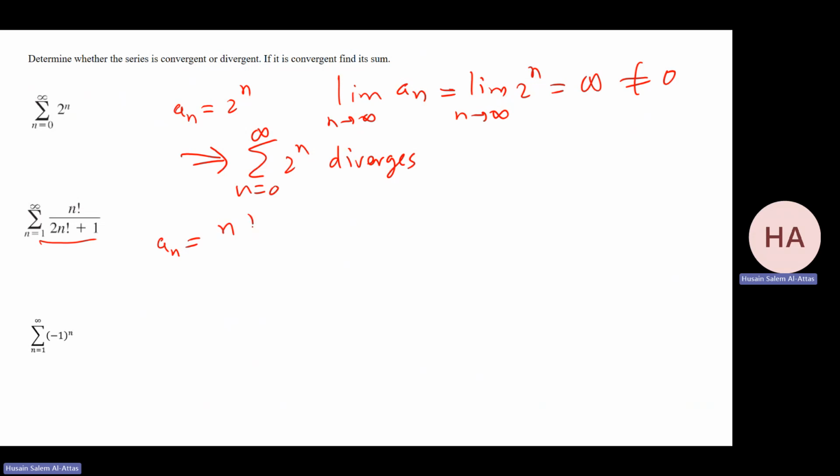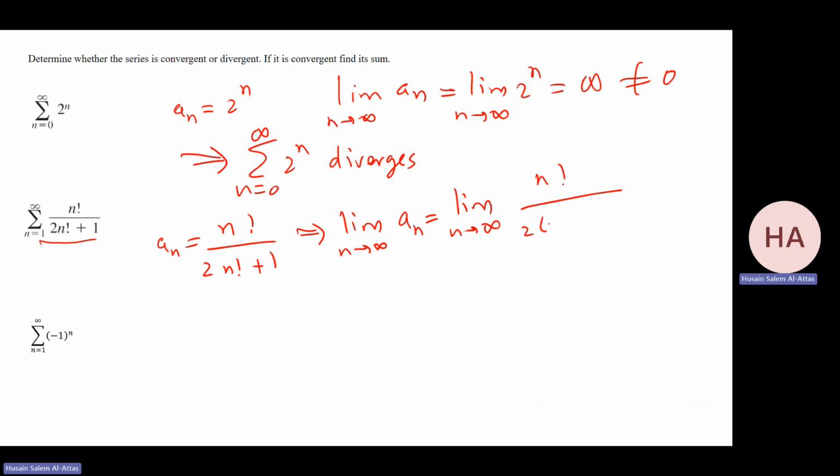What about this one? a_n is n factorial over 2 n factorial plus 1. I want to find the limit of a_n as n goes to infinity. That will be the limit as n goes to infinity of n factorial over 2 n factorial plus 1. How to find this limit? Easily, I can divide by n factorial. If we divide by n factorial, that will be 1 over 2 plus 1 over n factorial.